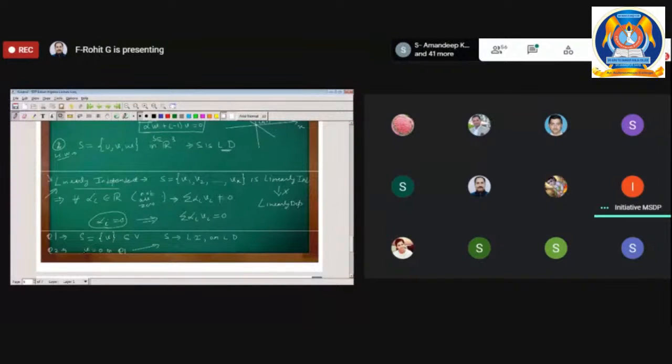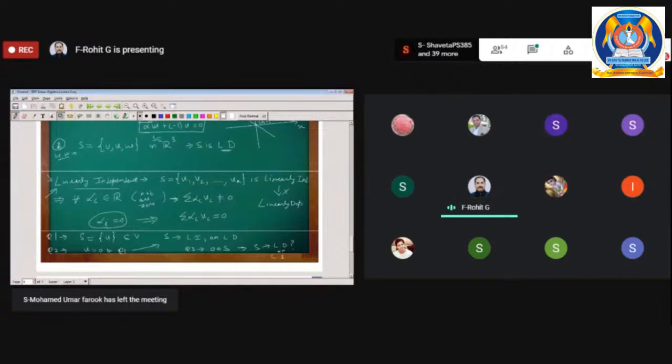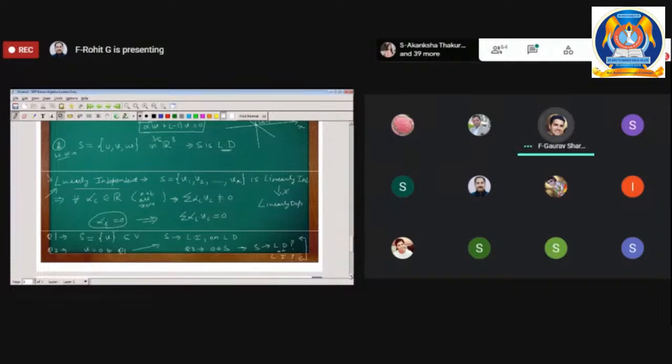I will also give one question to you. Suppose I have a set S and 0 belongs to that set. Is that set linearly dependent or independent? I think I have not explained it very much. So they can think on that part also. Also think on the geometry of this question. That's very important.